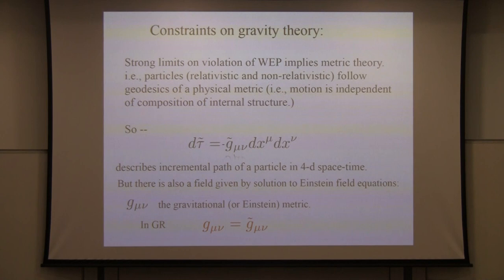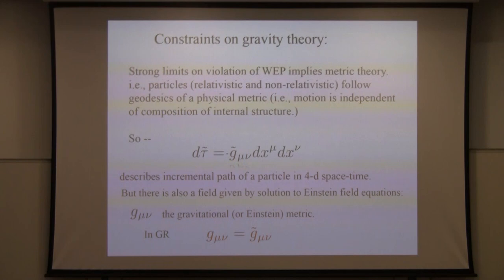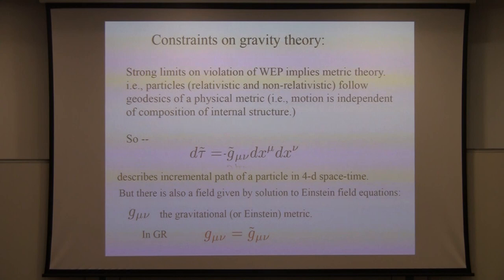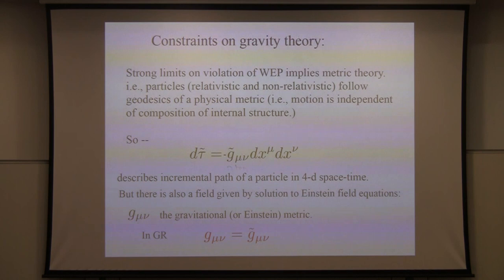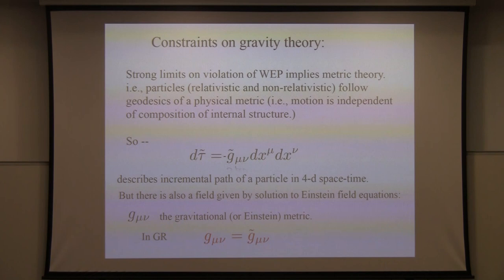And so that means particles, relativistic and non-relativistic, should follow geodesics of the physical metric. The motion is independent of the composition or the internal structure of an object. So there should be a physical metric, which we call d tau squiggle, g mu nu squiggle, a physical metric which is not necessarily the same thing as the metric given by the Einstein equations. In general relativity, the physical metric is the Einstein metric, the gravitational metric. So that's one thing that makes general relativity so simple, but it doesn't necessarily have to be that way.